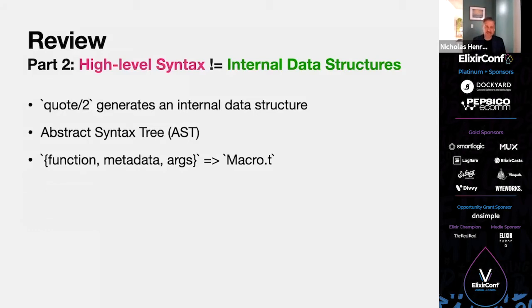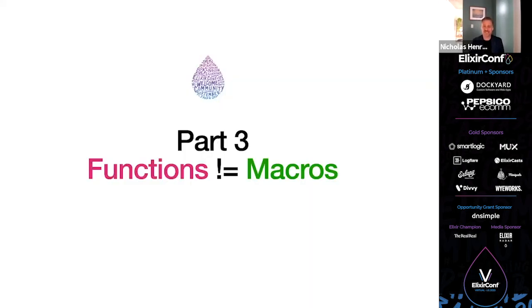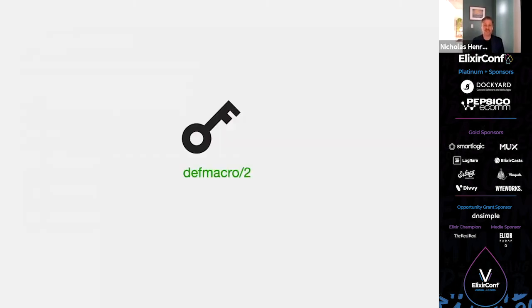All right, so that's part 2. And so now we know that quote generates an internal data structure that's referred to as an abstract syntax tree. And we know this internal data structure is a 3-element tuple with function, metadata and args. And if you look at the docs, it's referred to as macro.t. Okay, so this leads us to our third part of this talk. And this brings us to explore the defmacro keyword.